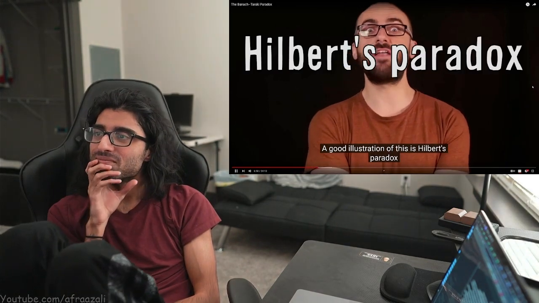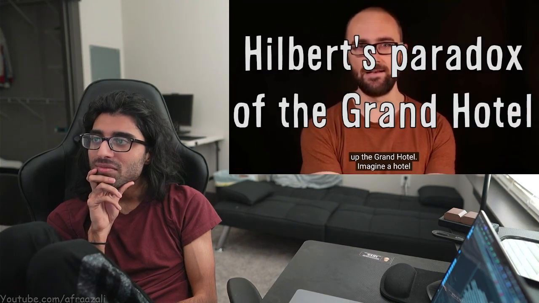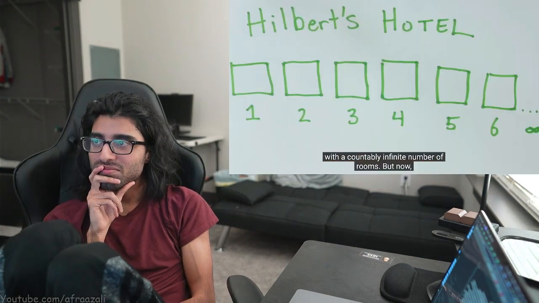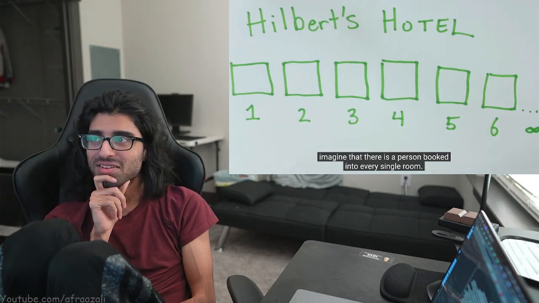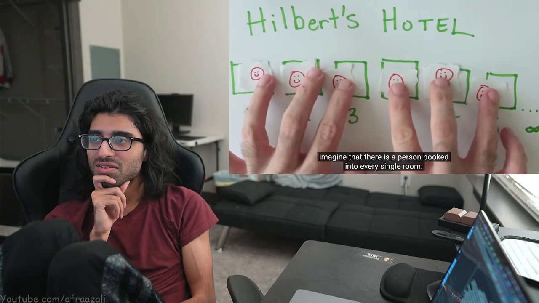Is Hilbert's paradox of the Grand Hotel. Imagine a hotel with a countably infinite number of rooms. Damn, the music. Imagine that there is a person booked into every single room.